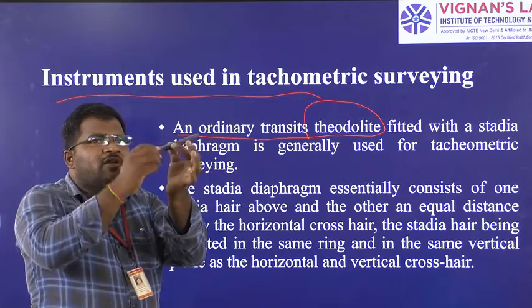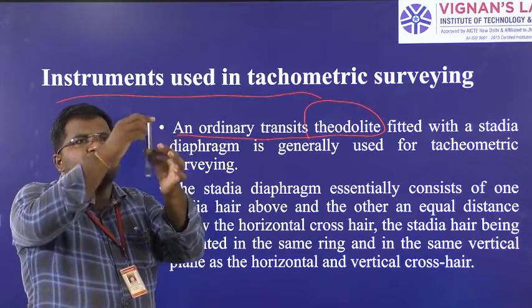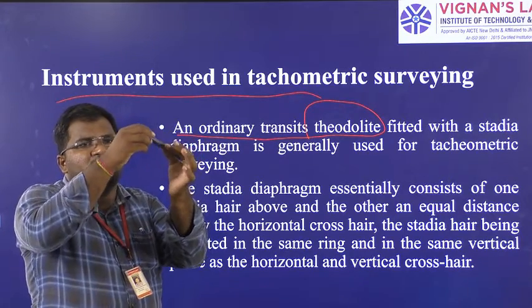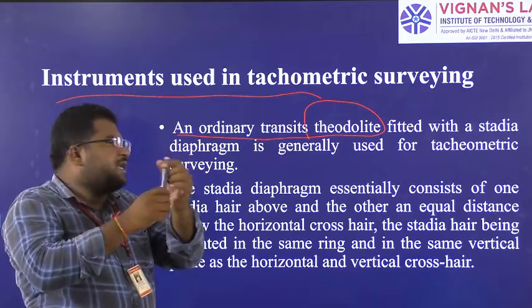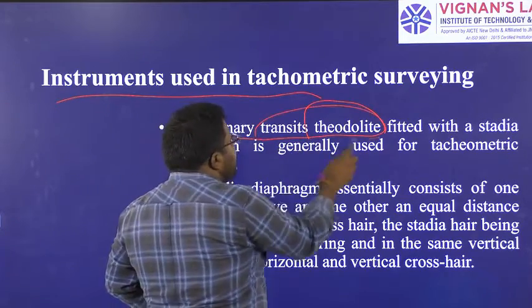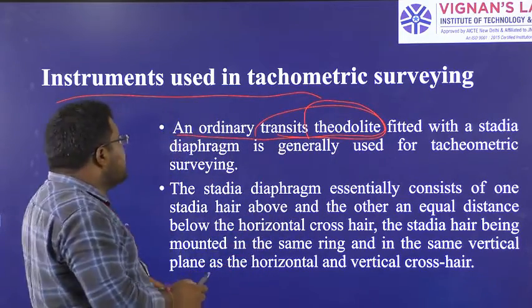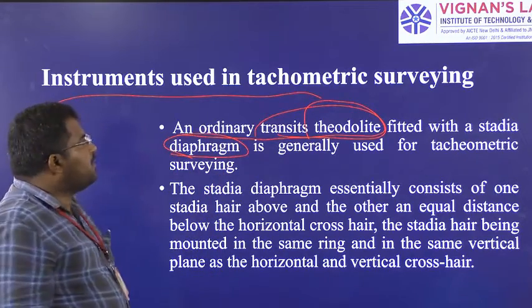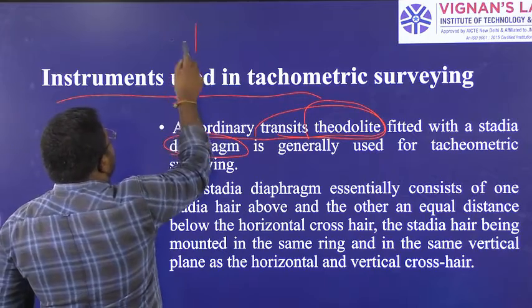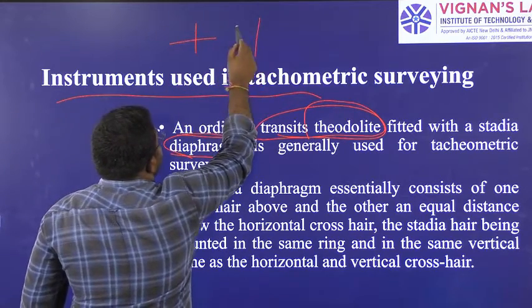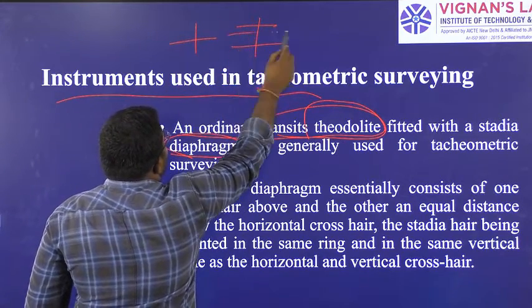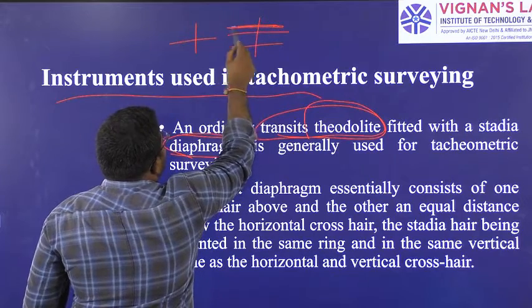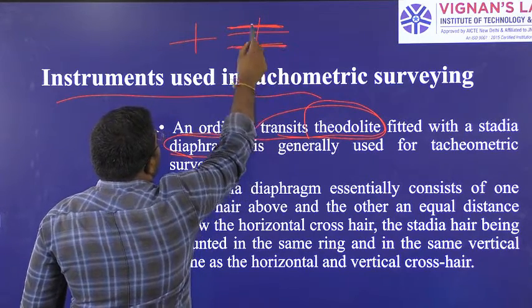That means the telescope can move like this, a full 180 degrees it has to transit. That's why it is called a transit theodolite, fitted with a stadia diaphragm. That means the cross hairs will be like this, but here we have a stadia diaphragm like this. So two fixed stadia hairs will be there.